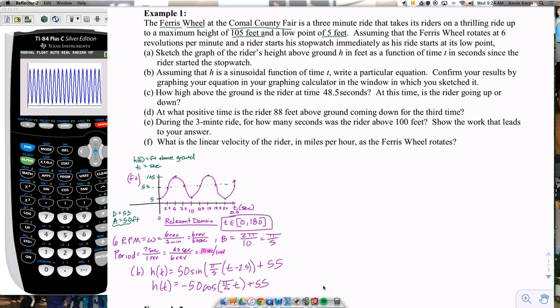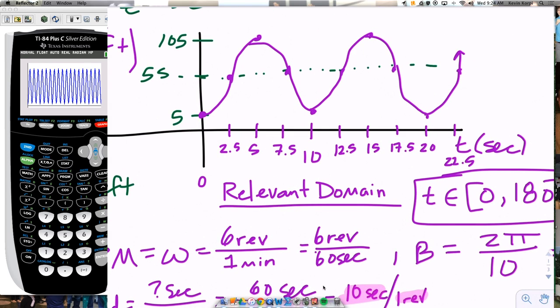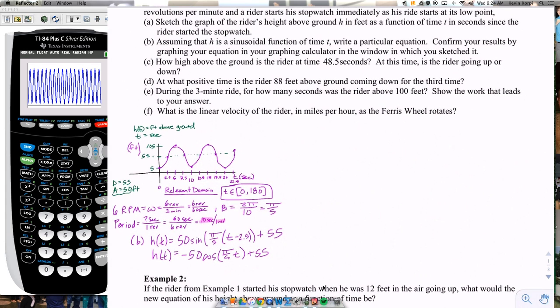Part C, how high above the ground is the rider at 48.5 seconds? At this time, is the rider going up or going down? Pretty easy question now. If you want to just eyeball it, come over to your graph. Did our graph that we generated go out to 48.5? No.